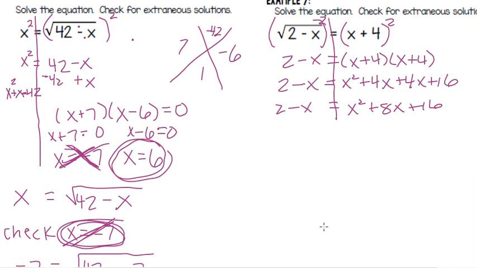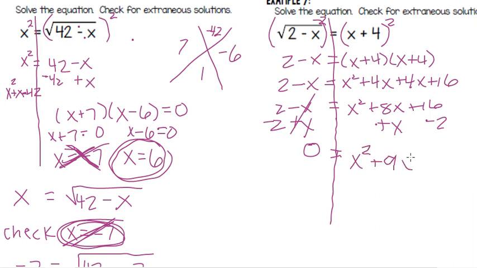Now, in order to solve this, I need it to be equal to 0, and I want this piece to be positive, so I'm going to take these pieces and move them over here. So I'm going to add x, and I'm going to subtract 2. That gives us 14. Okay, 7 and 2, great. All right, so those are gone, so this gives me 0. So I get x squared plus 9x plus 14. So at this point, I know that this piece has to be equal to 0.